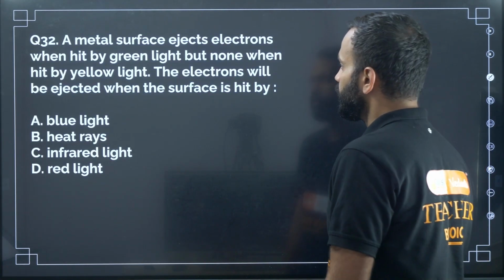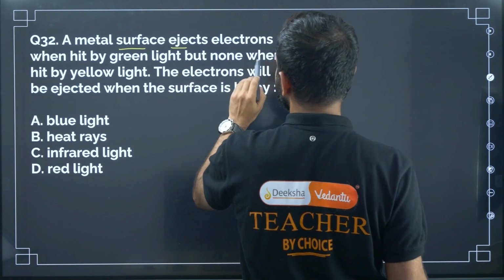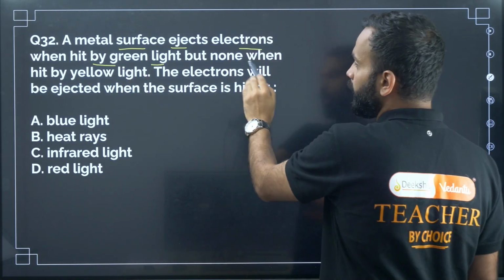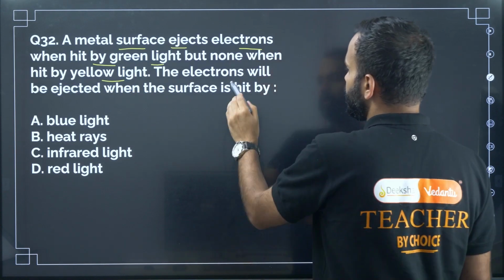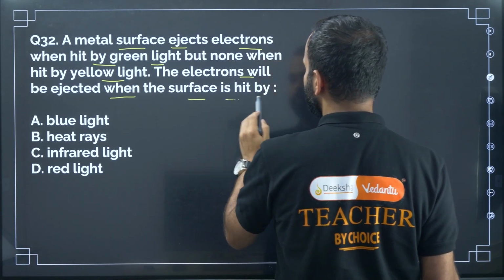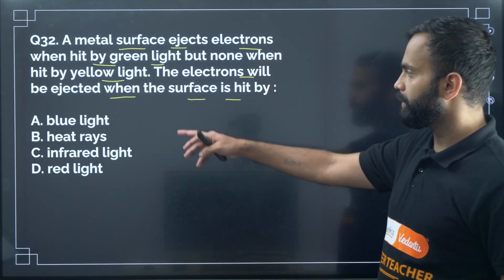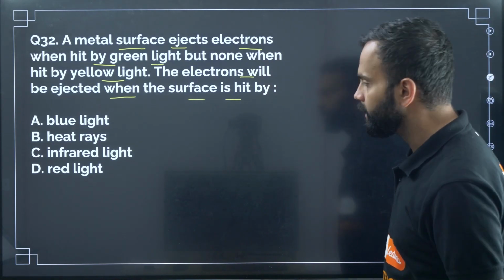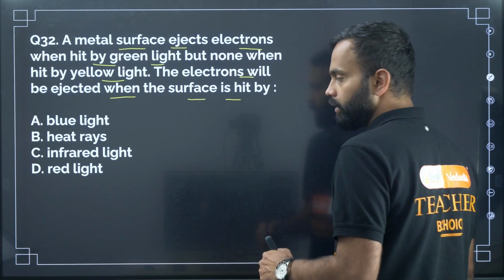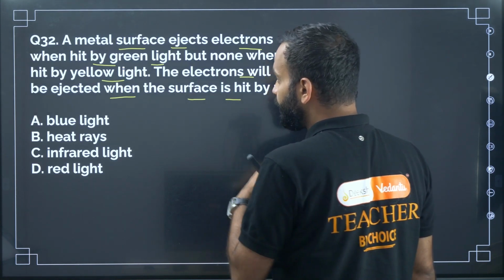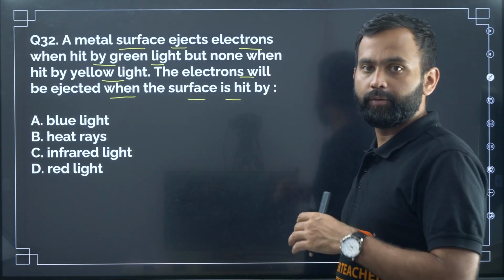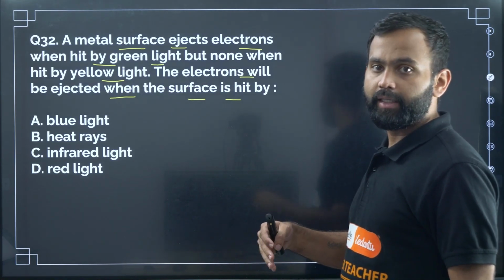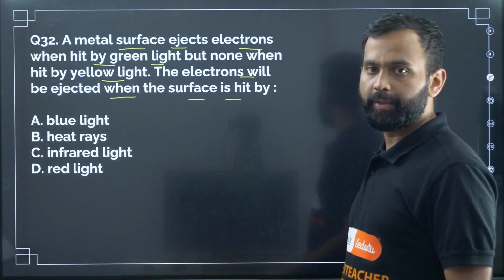Next question. Question number 32. A metal surface ejects electrons when hit by a green light, but none when hit by yellow light. The electrons will be ejected when the surface is hit by which of the following rays or light? Here, when will electron emit from the metallic surface? When the energy of the incident light is greater than the work function of the metal, right?